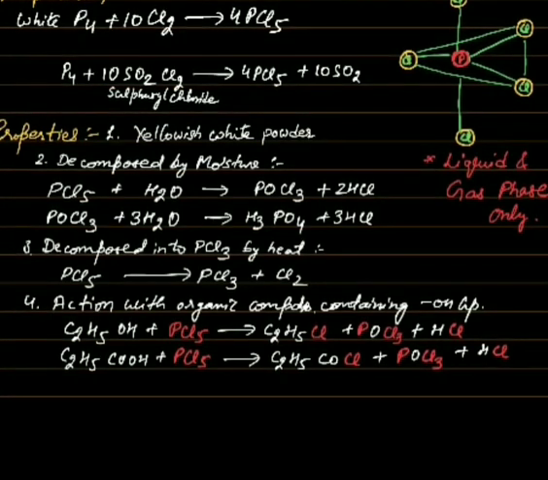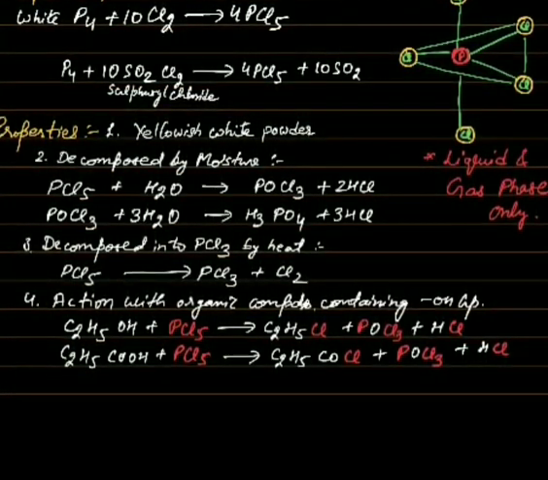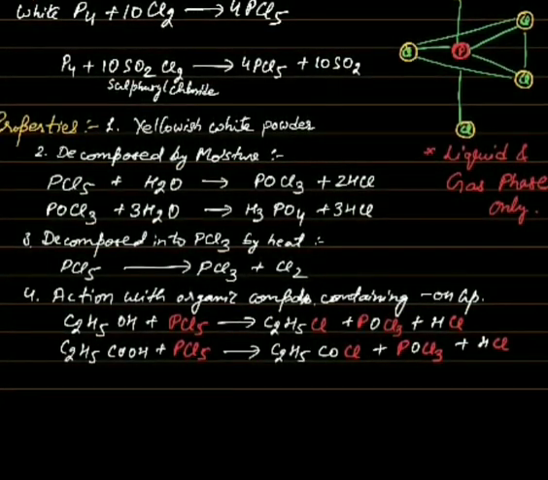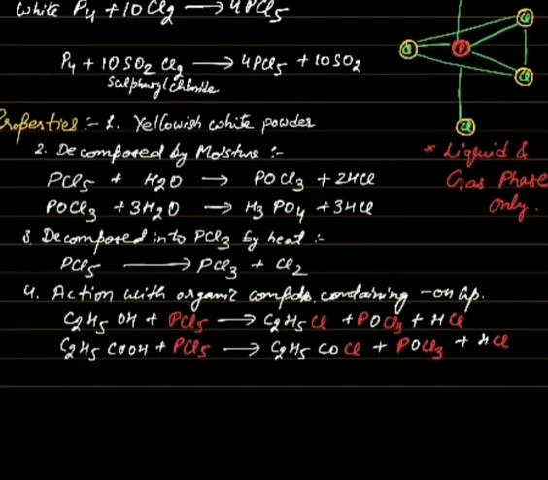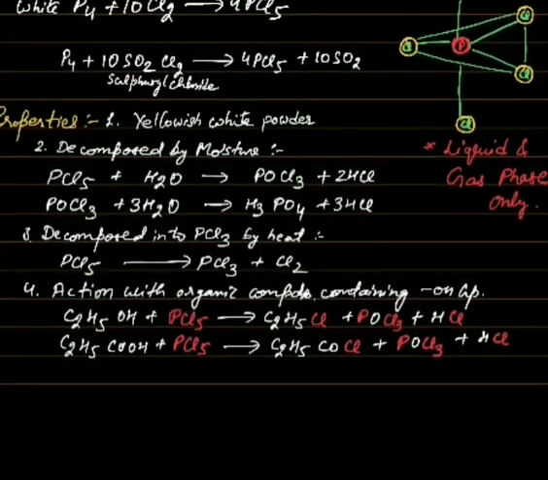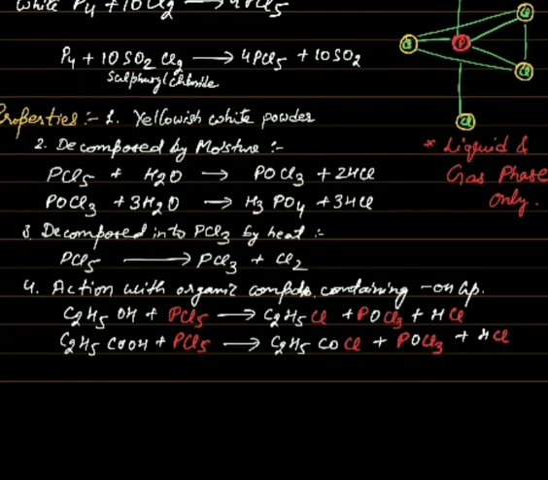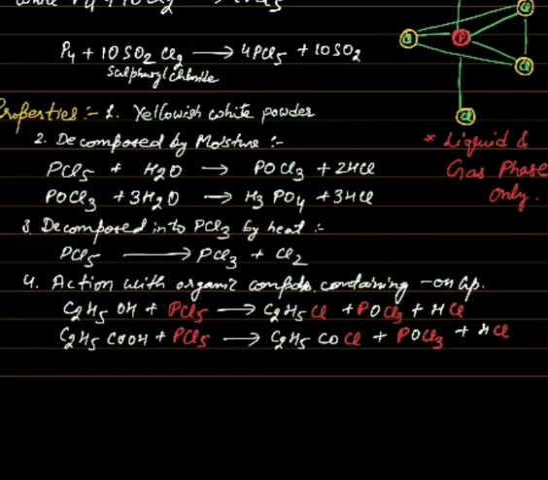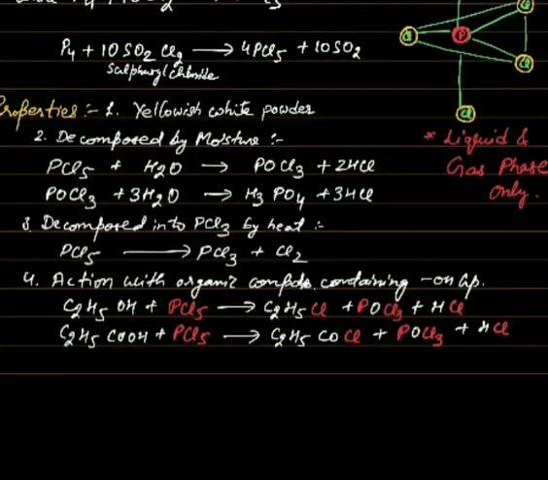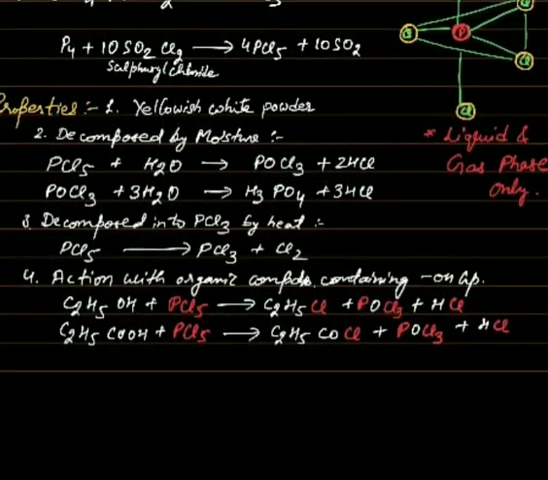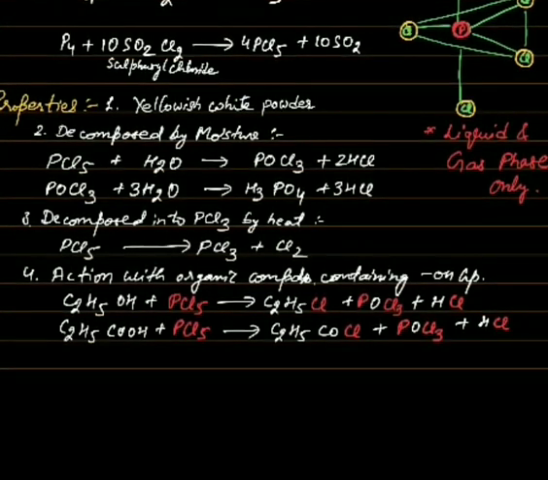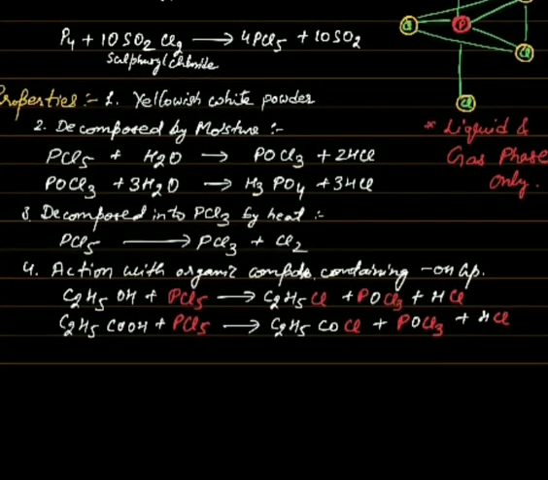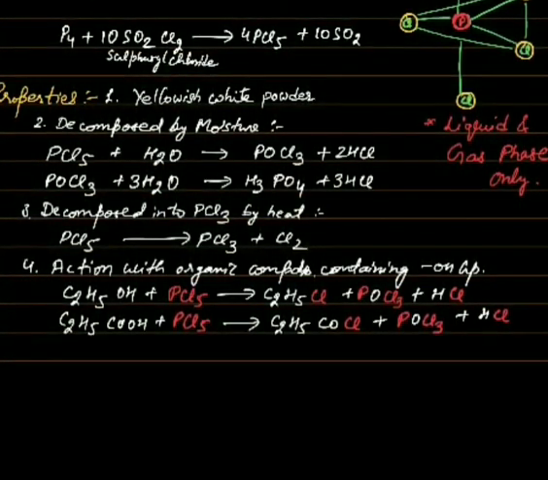Similarly, take another example: acetic acid, that is ethanoic acid. This is the 2 carbon containing carboxylic acid, which is famously known as vinegar. When this compound reacts with phosphorus pentachloride, there is formation of acetyl chloride, phosphorus oxychloride and hydrogen chloride gas. Action of phosphorus pentachloride towards finely divided metals.